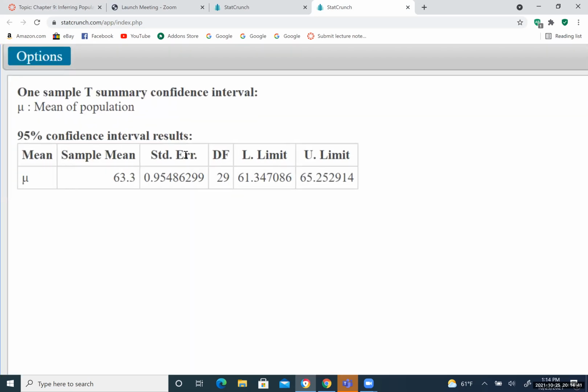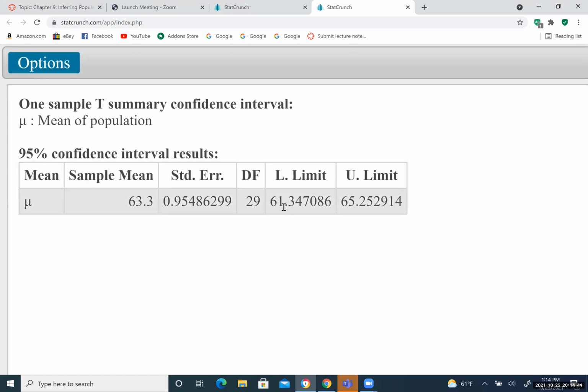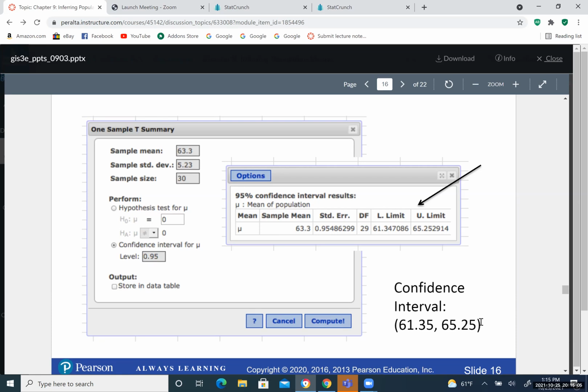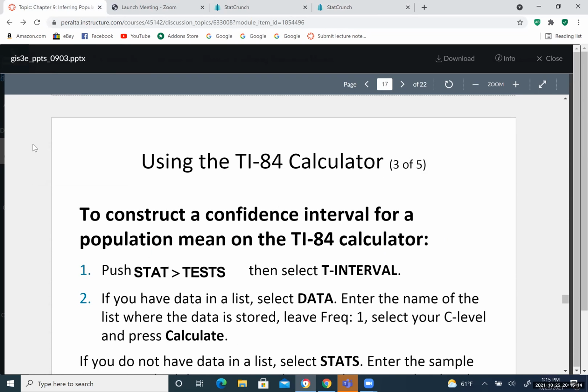We have the values, and you can round to the hundredths place, which is 61.35 to 65.25. Write it down like this as a conclusion. You're done. And if you have any questions, you can ask me, okay?